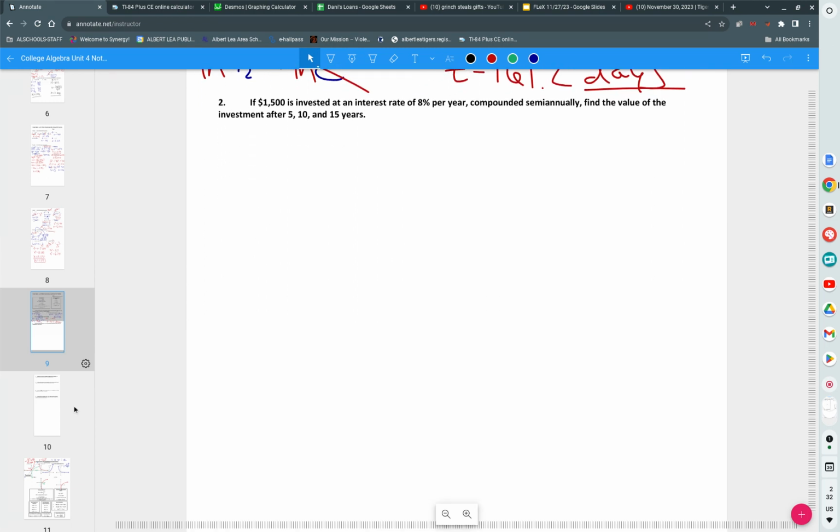$1,500 is invested at an interest rate of 8% per year. It's compounded semi-annually. Find the value of the investment after 5, 10, and 15 years. So I'm going to write down my equation. The amount is equal to the principal times 1 plus the rate over the number of times it's compounded, raised to the nt power.